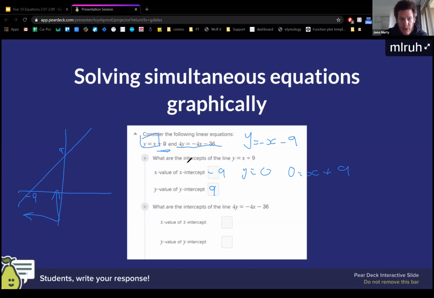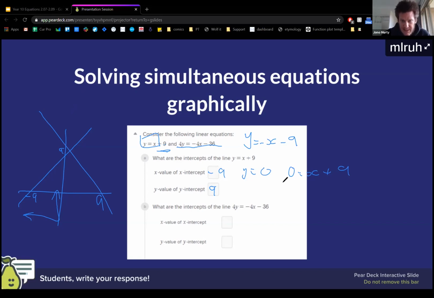Anything with a gradient of 1, the x-intercept is always just the negative of the y-intercept. If it's minus 1, the x-intercept is equal to the y-intercept. That would be something like that. We would have 9 here and 9 there.